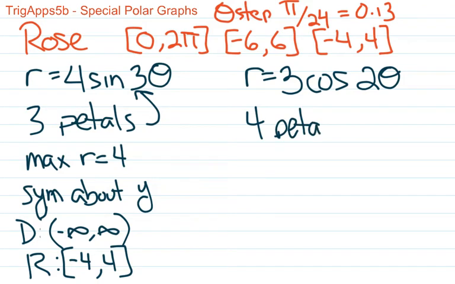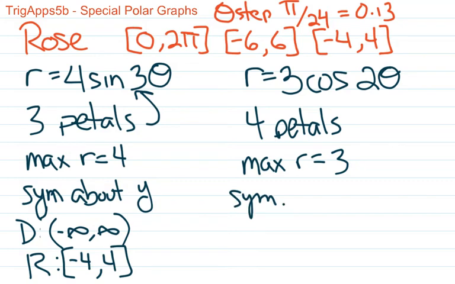And if you're taking notes, this is stuff that you would just jot down. And then the max r value is not 4 like the last one. Max r value is 3. So that's a little bit easier to see on this one. If you're standing at the origin, to go all the way out to the tips of all 4 petals, you would walk 3 units. And then, like I said, the symmetry for this one is everything. So all 3: x-axis, origin, and y-axis.